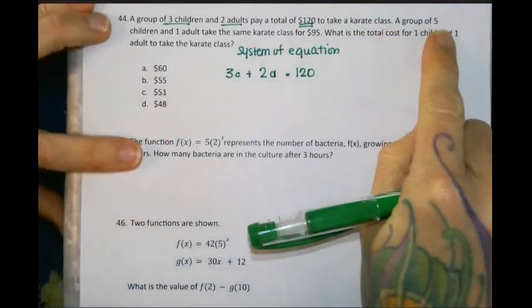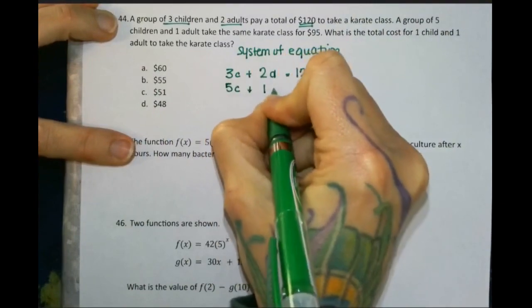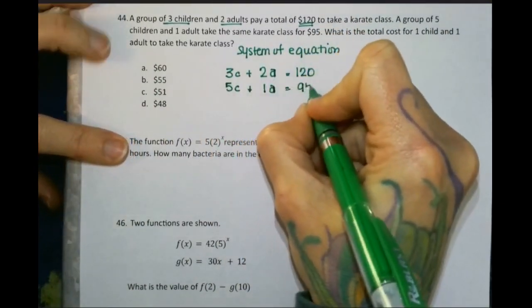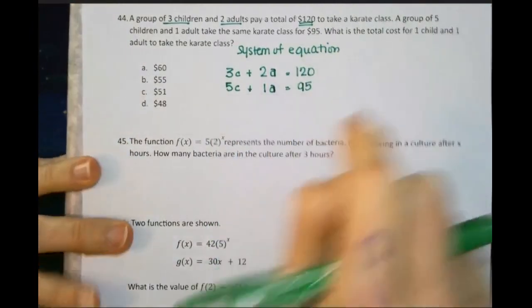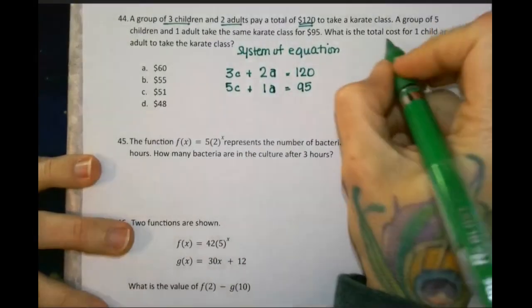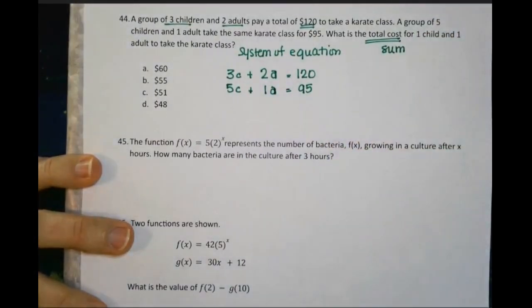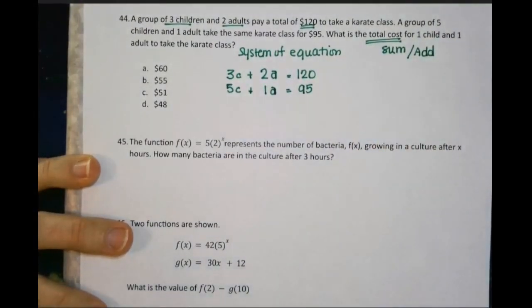Second sentence, a group of 5 children and 1 adult, 5 children, 1 adult, for $95. What is the total cost for 1 child and 1 adult? So we're going to solve for A and C, and then we're going to get their total cost, which means we're going to add them together. We're going to find the sum. Remember, sum means add. Again, just throwing out all these mathy words.